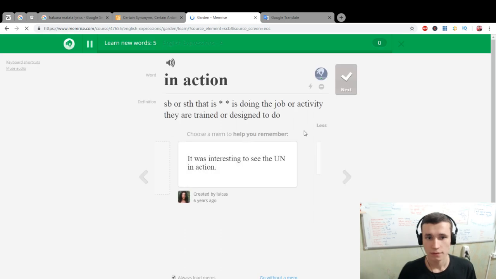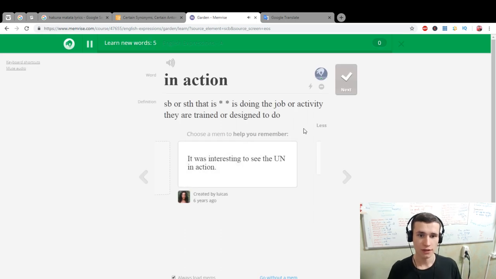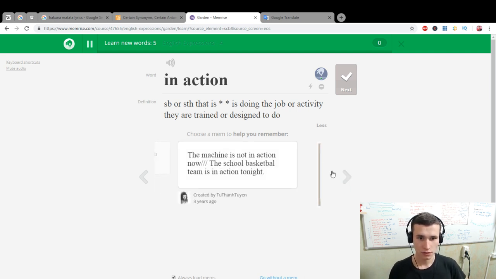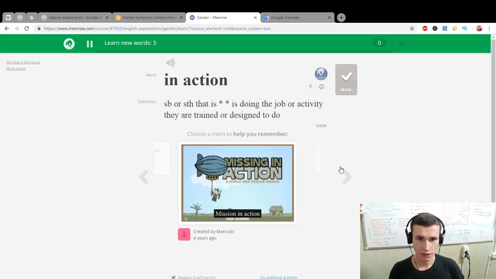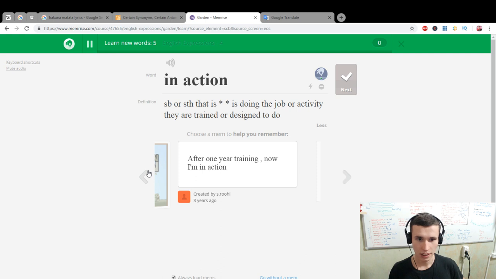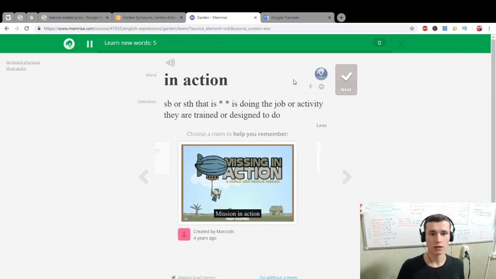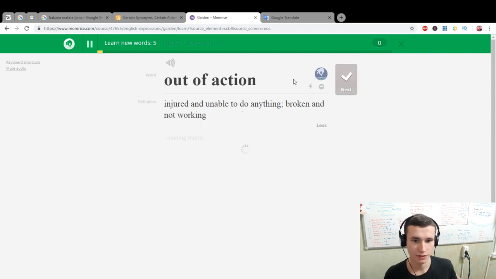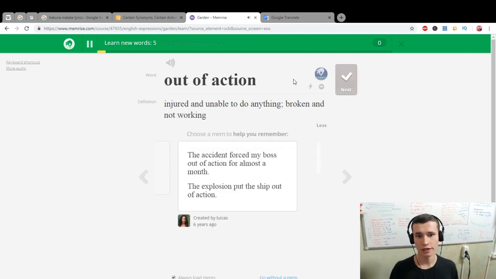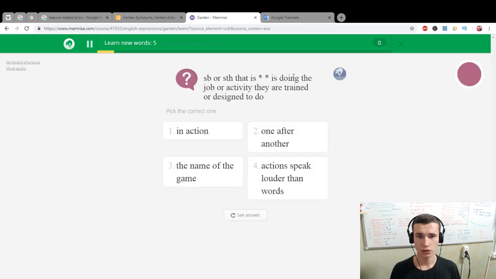One more: in action. Somebody or something that is doing the job or activity they are trained or designed to do. It was interesting to see the machine in action. The machine is not in action now. Now I am in action. Out of action: injured and unable to do anything, broken and not working.